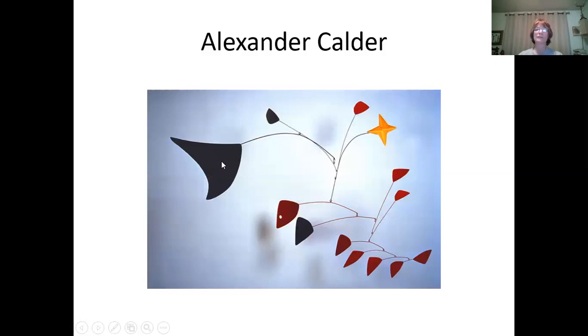Alexander Calder, he was a mobilist. He did mobiles. And he always started with a larger piece to anchor it and then got smaller and smaller and smaller as they went. And these are kinetic mobiles. They move. So they're called kinetic.